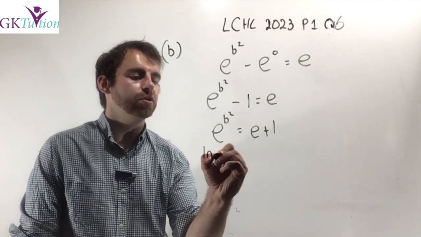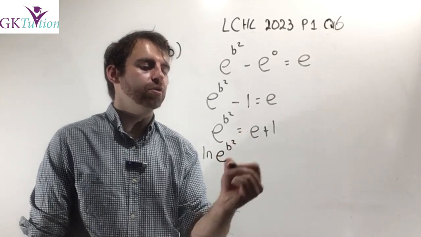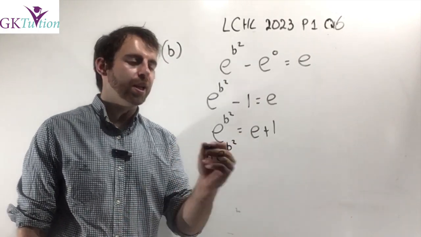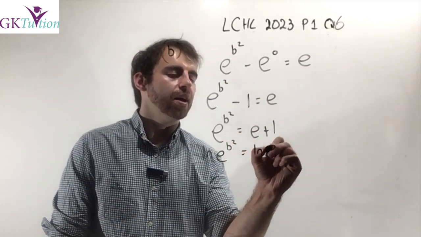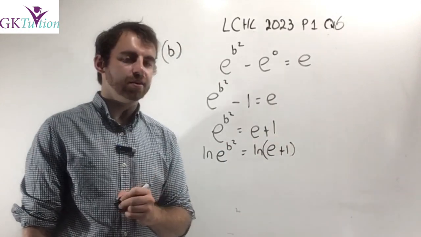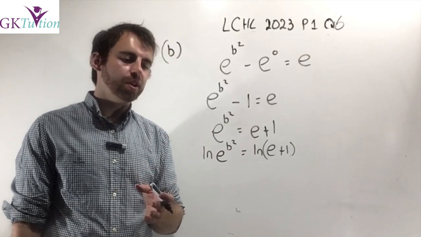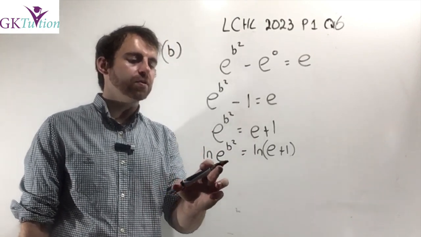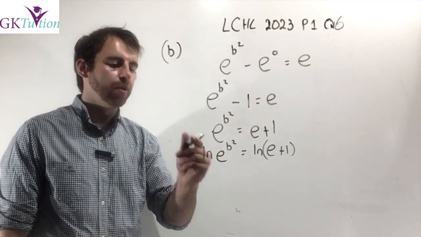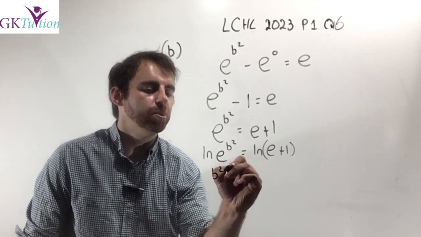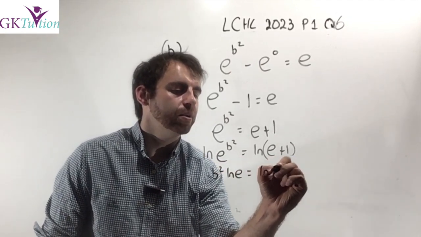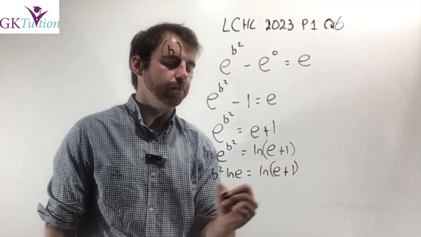So I'm going to introduce the natural log here. I'm going to introduce ln. So you put in ln in front of the left hand side and ln in front of the right hand side. Now remember your rules of powers, your rules of logs from page 21 in the maths tables. If you have log of something to a power, you can bring the power in front. So I can write this as b squared ln e equals ln of e plus 1.